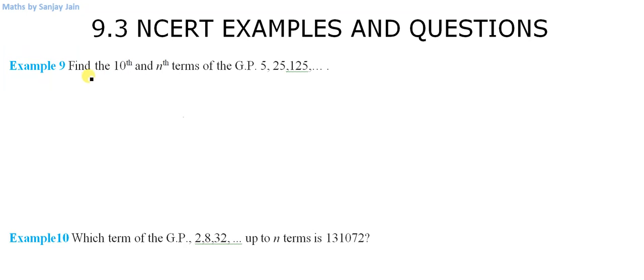With these examples here. Find the 10th and nth term of the GP 5, 25, 125 and so on. As we can see in this GP, the first term is 5. And what about the common ratio? Common ratio is 25 by 5, that is 5. So first term is 5, common ratio is 5.